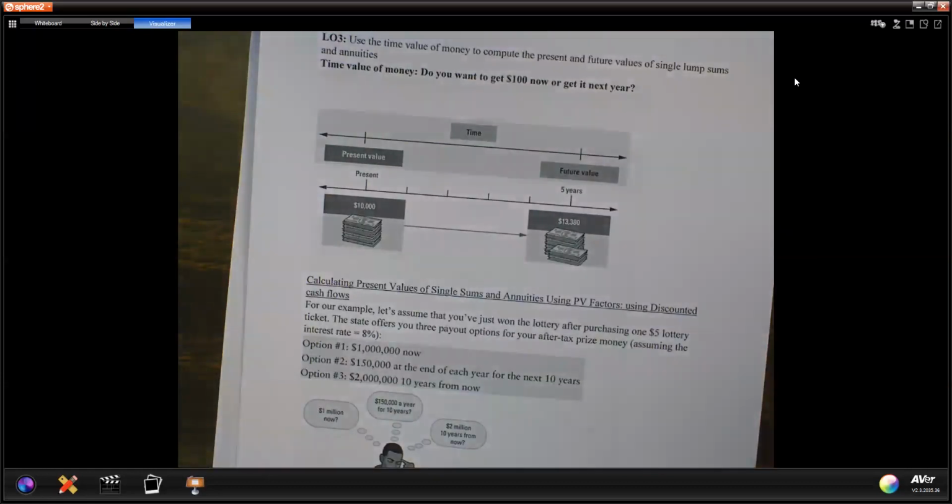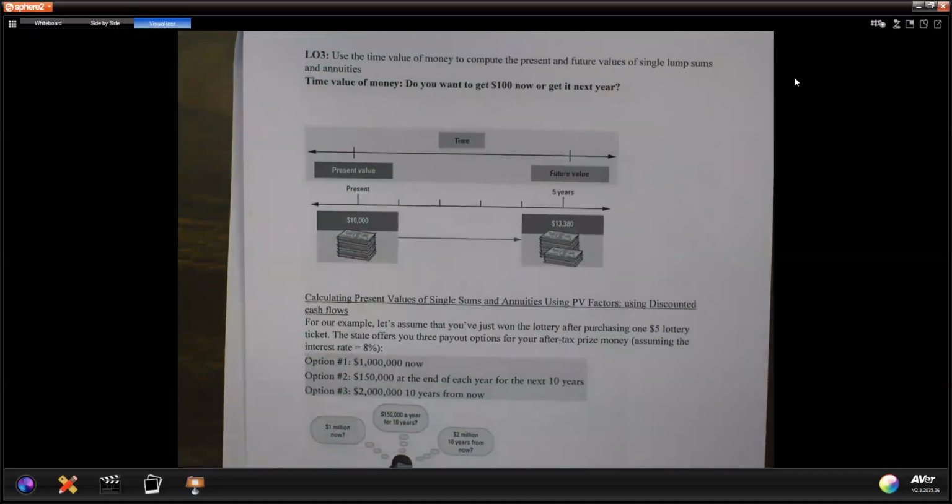Okay, the next thing we talk about is time value of money. This is the most important part in this chapter, and I will say one of the most important things in our whole class. So what's the meaning of time value of money? It's just that time has a value.